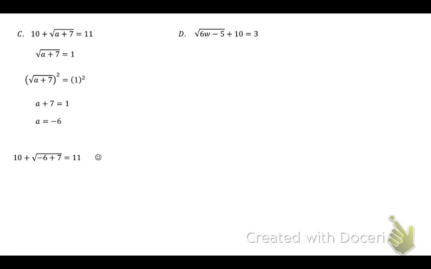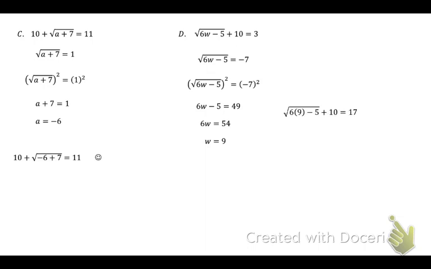Okay, let's do D. Subtract that 10, and you get the square root of 6w minus 5 equals negative 7. Square both sides, and you get 6w minus 5 equals 49. Add that 5, you get 6w equals 54. Divide by 6, w equals 9. Now I'm going to plug that in, and I got 17. Okay, that is not 3, so that's not what I want. So that means that we are sad and it's no solution.